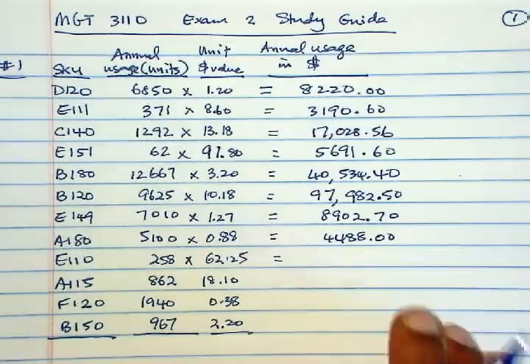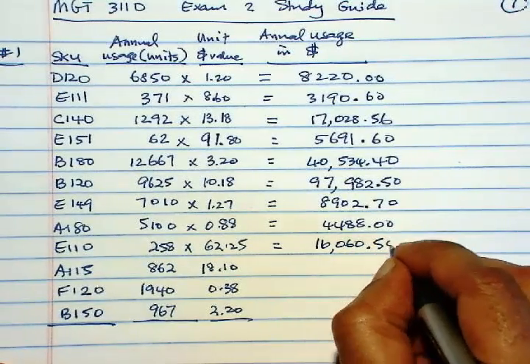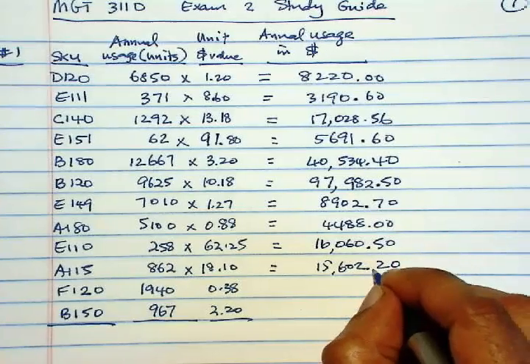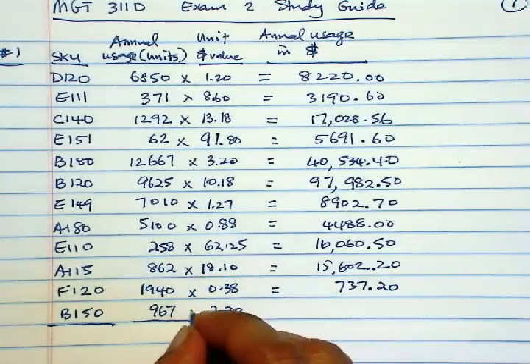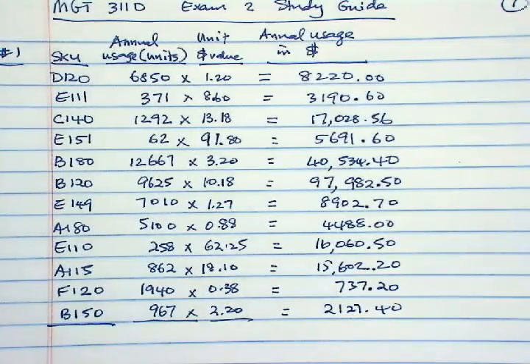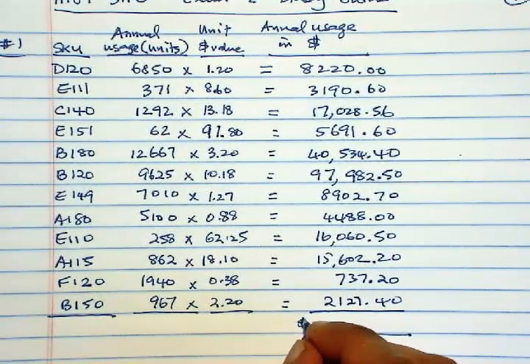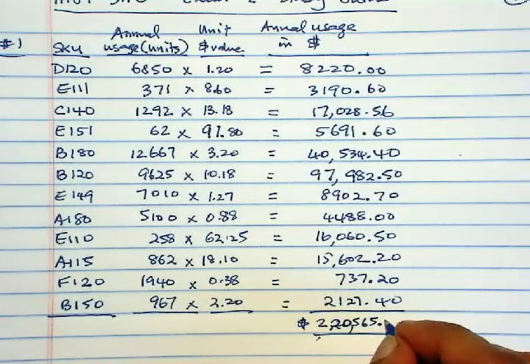and the next one is 16,060.5, 15,602.20, and then 737.2, finally 21, 27.40, and when you add all of this up you get the total dollar volume, and that total annual dollar volume is 220,565.66.